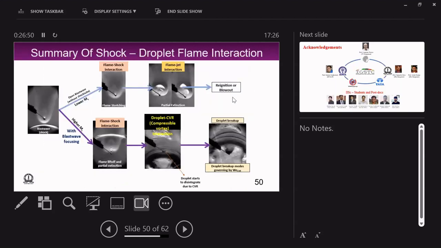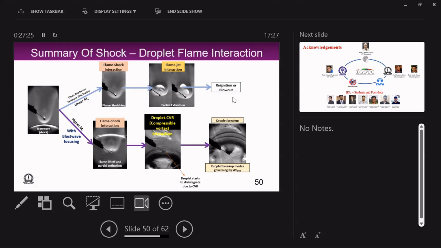So in other words, I just showed 2 or 3 slides, there are more, in the interest of time. So what happens when you have an open blast wave, that is, there is no section, you have the flame shock interaction, and then you have a flame jet interaction. And the flame jet interaction ultimately leads to either reignition or blowout of the flame. All right. When you have a higher Mach number with a focusing blast wave, you have a flame liftoff and partial extinction, and then you have a droplet vortex interaction after that, ultimately leading to droplet breakup.